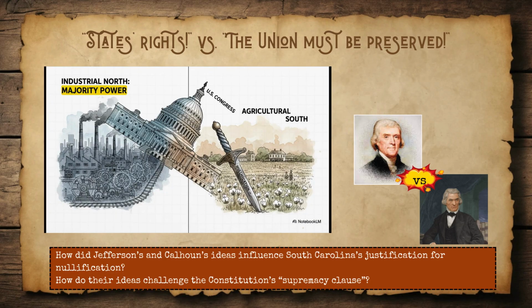And let's be clear, Calhoun designed this weapon for a very specific purpose. He was terrified that the industrial North, with its growing population and power in Congress, would pass laws that would destroy the agricultural slave-based economy of the South. So nullification was his ultimate tool to protect the interests of a regional minority.